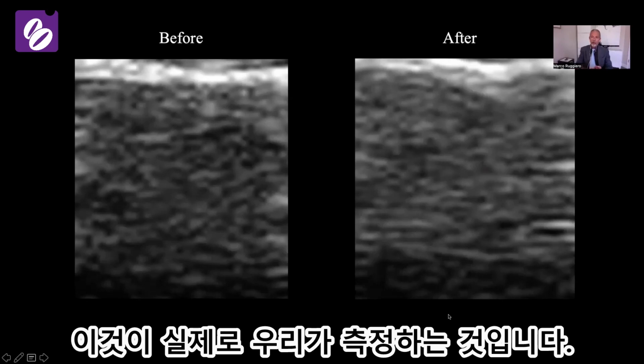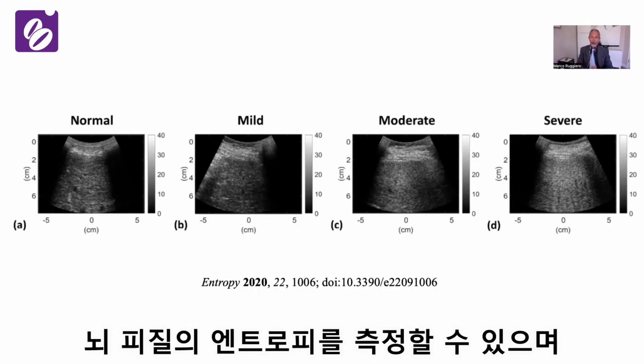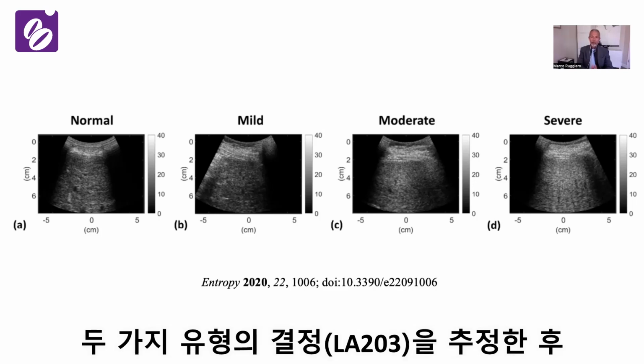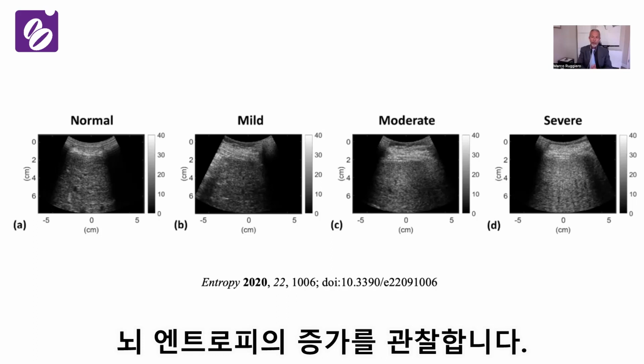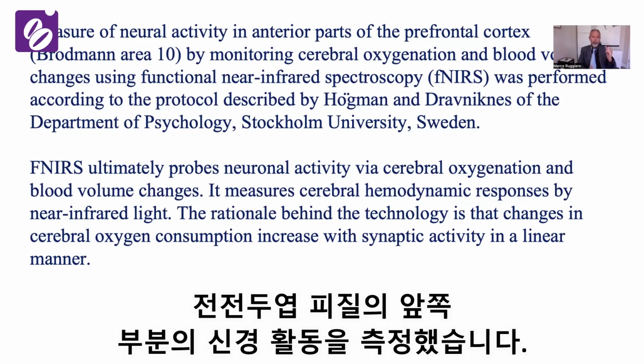And that's actually what we measure. So we can measure entropy in the brain cortex using ultrasonography. And we observed an increase of brain entropy following the assumption of the two types of crystals. We also measured the neural activity in the anterior parts of the prefrontal cortex here by monitoring the cerebral oxygenation and the blood volume changes.